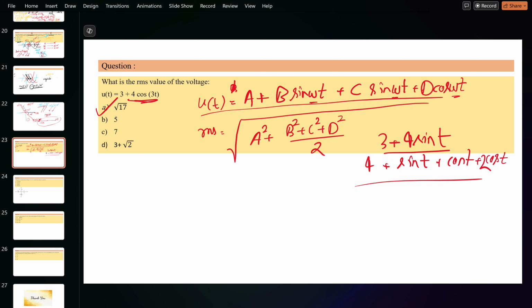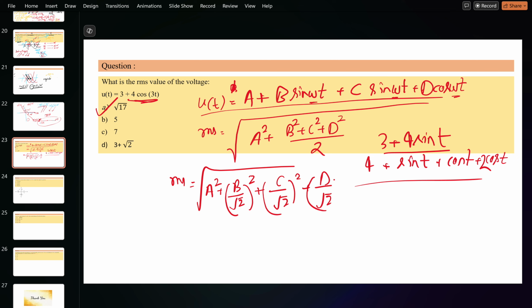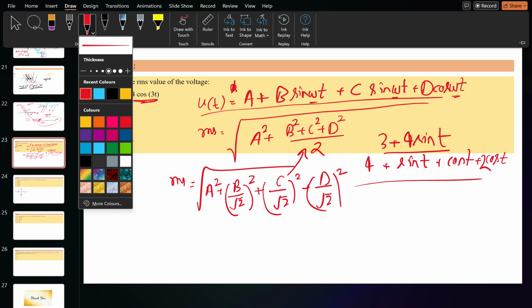This is just a generalized form I've taken. Then I wanted to show how to find the RMS value. The generalized form is like this: root of (b by root 2) squared plus (c by root 2) squared plus (d by root 2) squared, because b is the maximum value and the RMS value is b by root 2. When you solve it, it comes to the square root of (b square plus c square plus d square) by 2. But there is one catch.